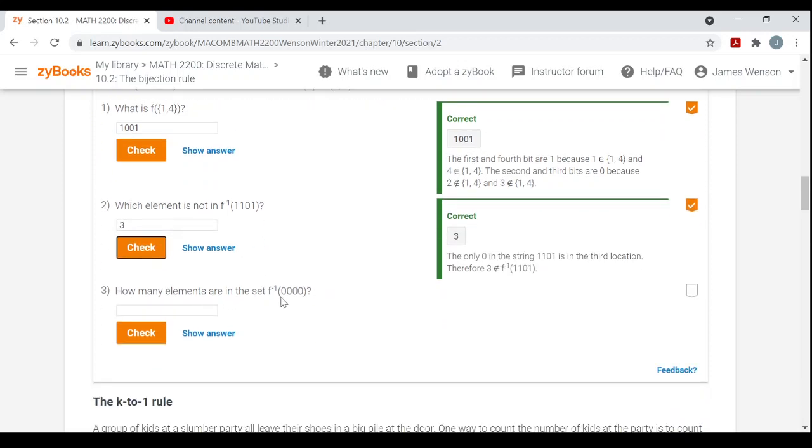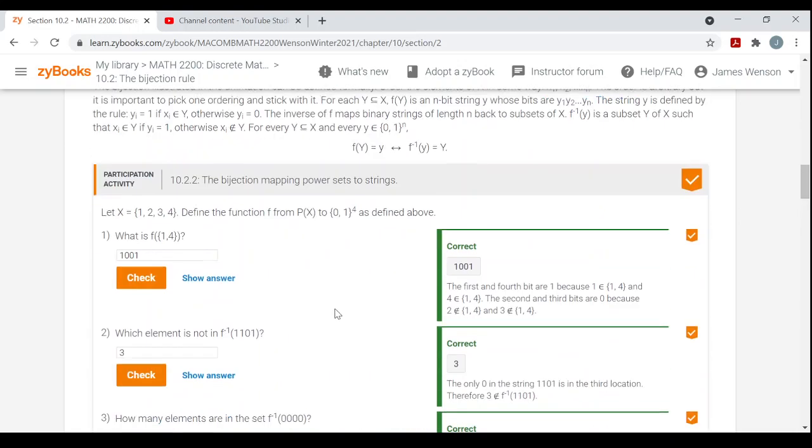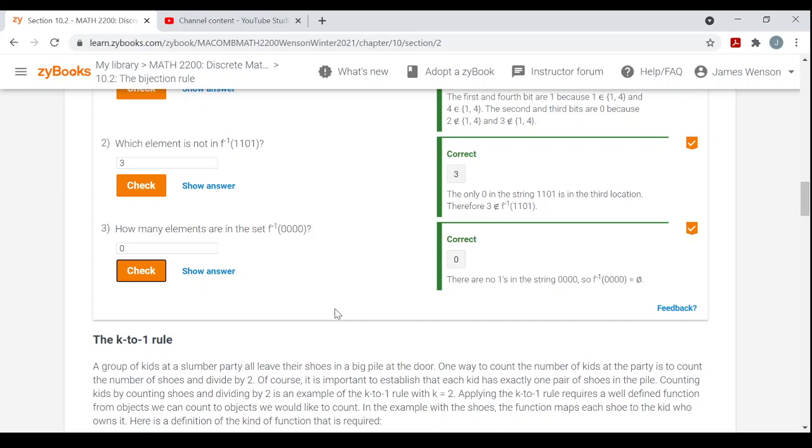How many elements are in the set f inverse? None, because it's the empty set, right? This would correspond to the empty set. Right. So again, a couple of simple bijection examples. If you have a bijection, a one-to-one and onto function between two sets, those sets have the same size, the same cardinality.